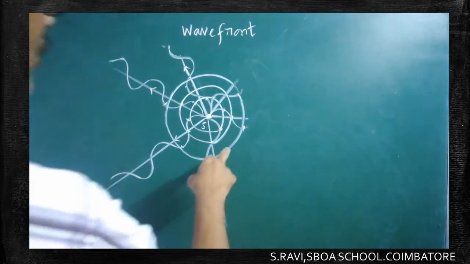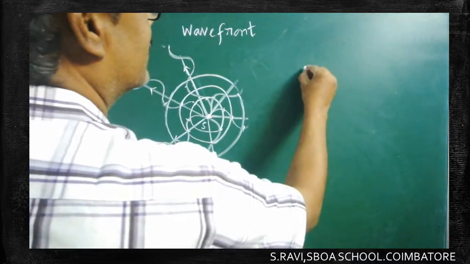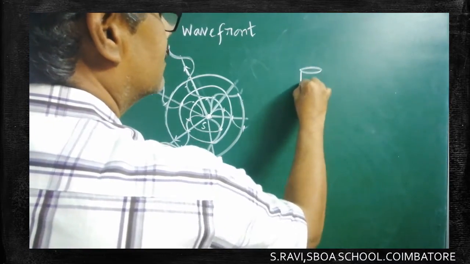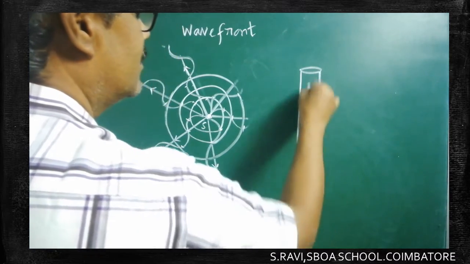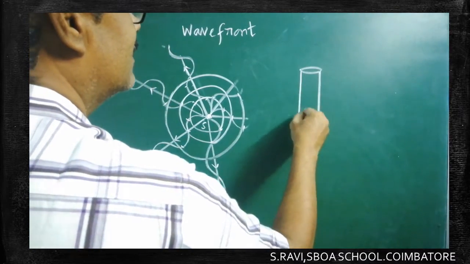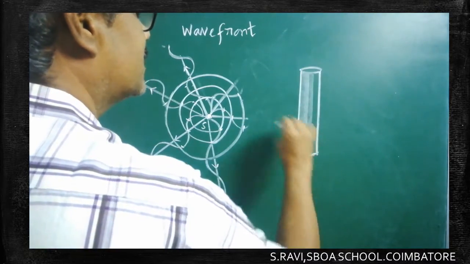So I have introduced the spherical wavefront. Now I am going to introduce another kind of wavefront. Let us imagine a fluorescent lamp, a tube light. The shape of the tube light is cylindrical in nature. So in the case of a tube light, how will the shape of the wavefront be?